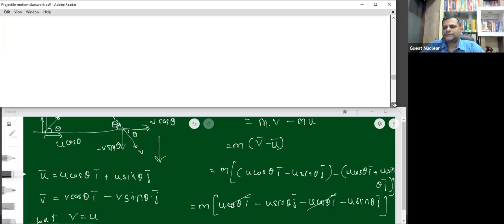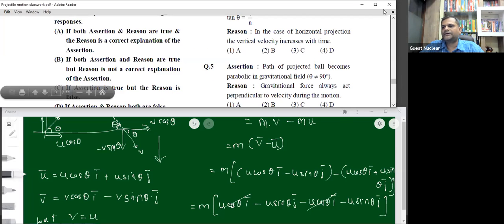Okay, so let us stop here, and all these are the MCQs which are based on projectile motion. So we did the MCQs based on projectile motion here. Next time we will start uniform circular motion, the topic of this chapter, which is the last topic in this chapter. Okay.